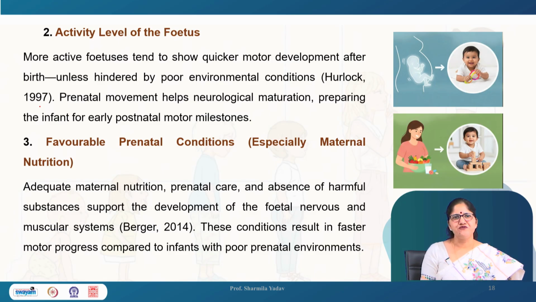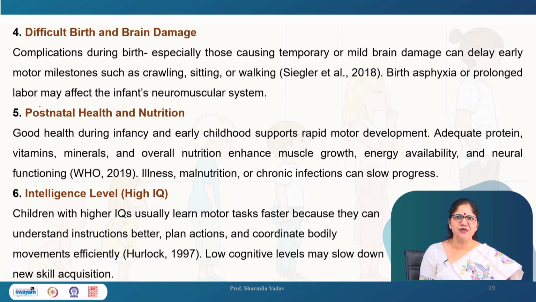Third is favorable prenatal conditions, especially maternal nutrition. Adequate maternal nutrition, prenatal care of the mother, and absence of harmful substances support the development of the fetal nervous and muscular systems. These conditions result in faster motor progress compared to infants with poor prenatal environments. So, this prenatal environment of the child is very, very important.